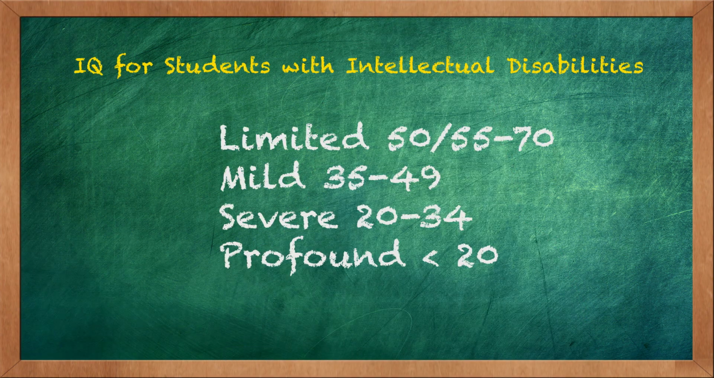It is important to clarify that this scale doesn't apply to children with an intellectual disability or Down syndrome. A person that has an intellectual disability with mental deficiencies is someone with an IQ below 70. The IQ denominations for them are limited: 50, 55 to 70, mild; 35 to 49, severe; 20 to 34, profound; 20 or less than 20.